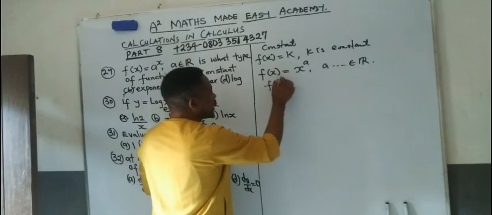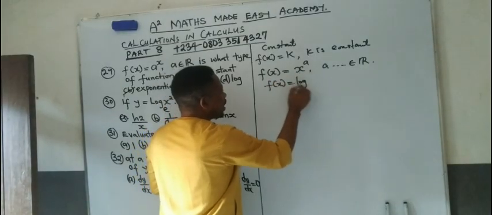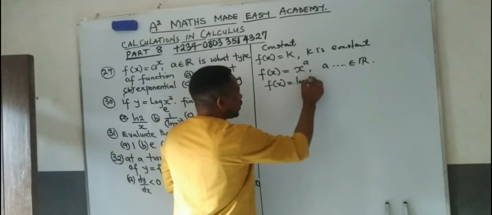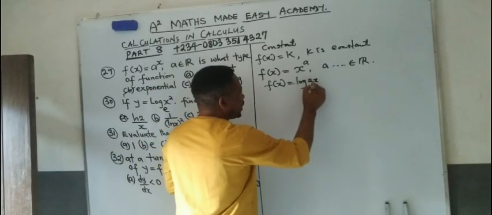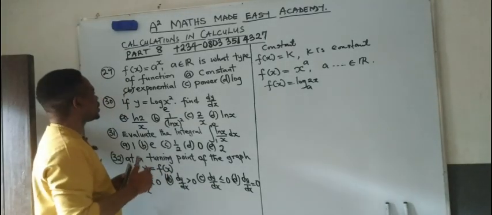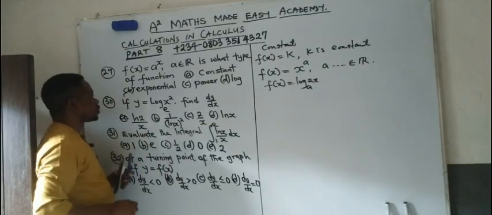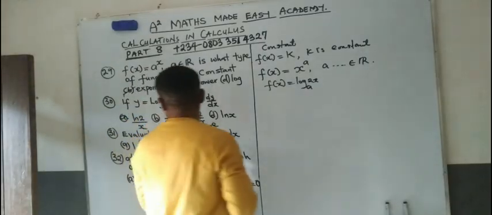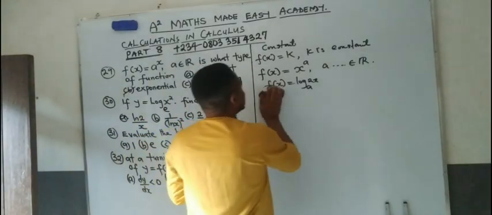Any function that can be expressed like this, f of x equal to log of, let's say, 2x base a, is called a logarithm function. So that is the correct answer. The correct answer is option B. Now can we move to question number 30.